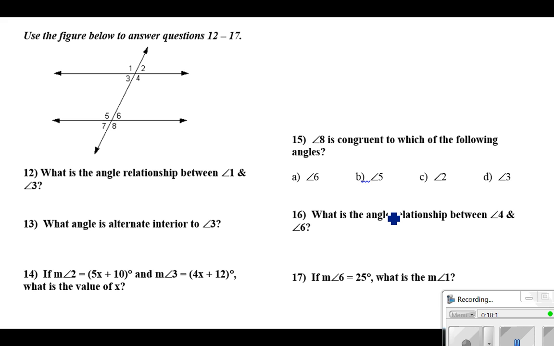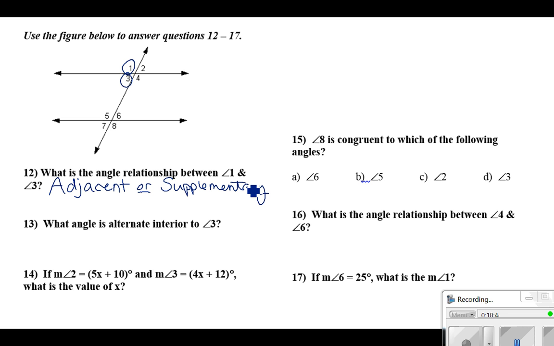Question 12. What is the angle relationship between angle 1 and 3? So here's angle 1, and here's angle 3. We know that they are not congruent, so that means they're actually supplementary. They are right next to each other, so they are adjacent. So you can choose adjacent or supplementary to describe the angle relationship.